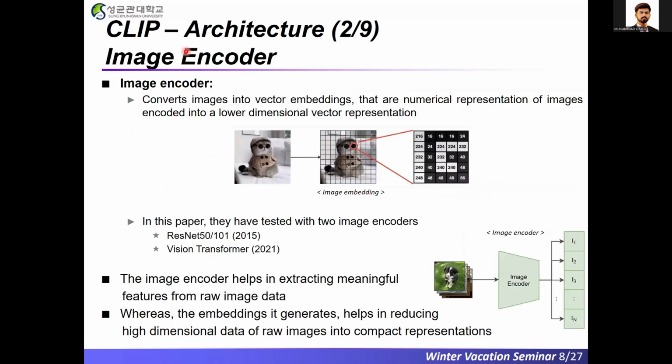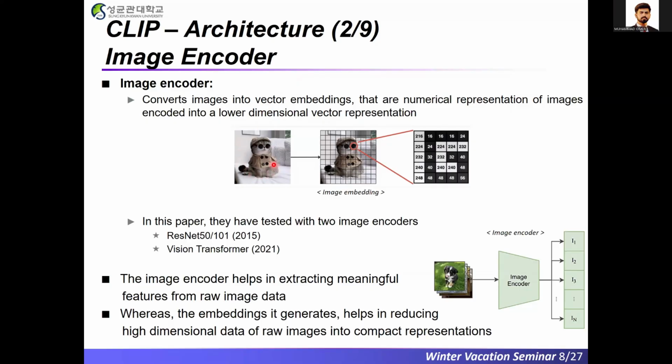So first and the most important feature of a CLIP architecture is the image encoder. So what does the image encoder do? The image encoder converts the image into vector embeddings, which are numerical representations of images encoded into a low dimensional vector representation. We all know that a computer understands the language of zeros and ones. So in order for a computer to understand it, we need to convert it into a numerical embedding.